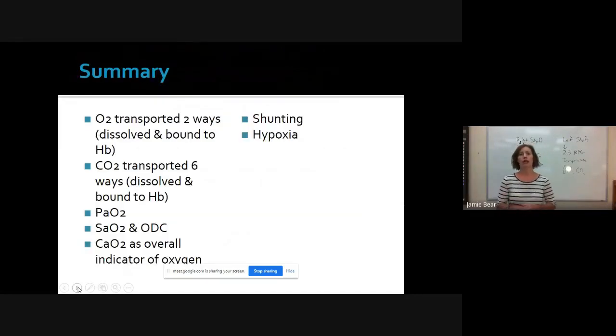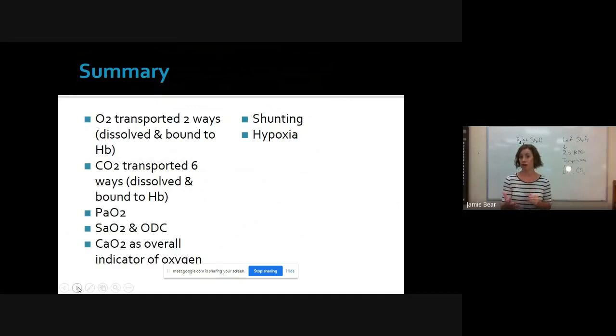So in summary, oxygen is transported 2 ways: dissolved and bound to hemoglobin. Carbon dioxide is transported 6 ways. Most of that is carried via the bicarbonate ion. PaO2 is the amount of arterial oxygen dissolved in plasma, and it's not the most accurate, but it is a good indicator of the patient's status.